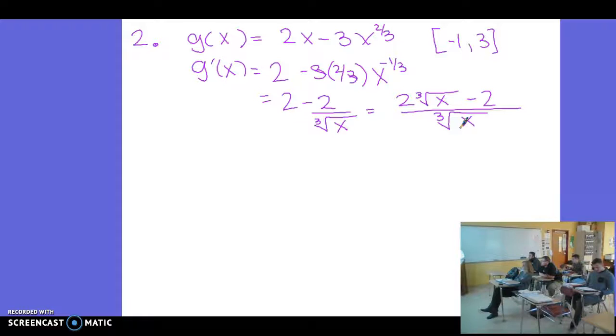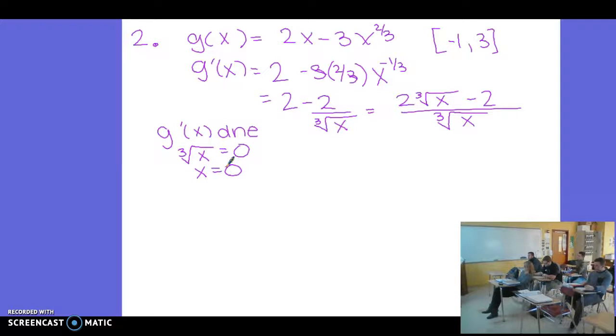So now I can say, okay, when will the numerator equal 0? When will the denominator equal 0? The denominator's is really easy, right? The cube root of x is going to equal 0 when x equals 0. So g prime of x does not exist when the cube root of x equals 0, or when x equals 0.